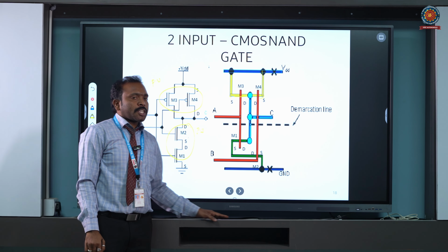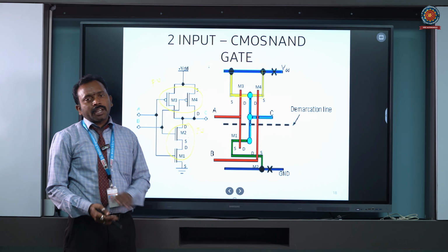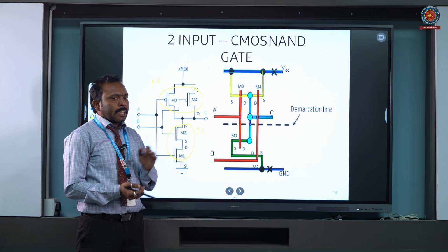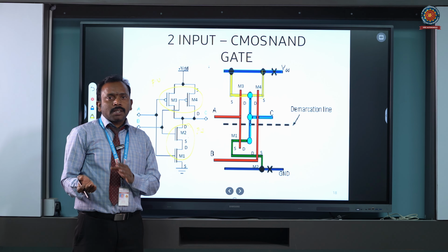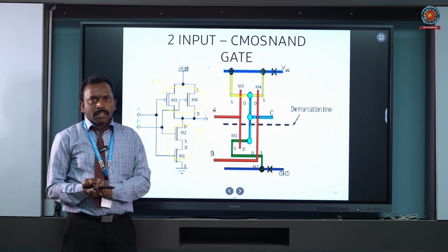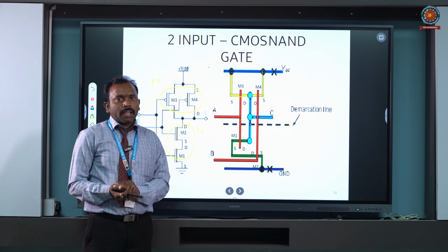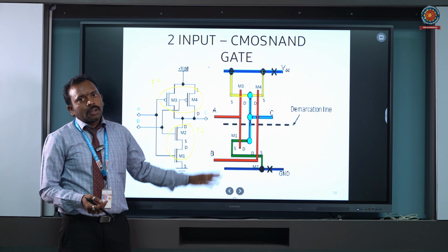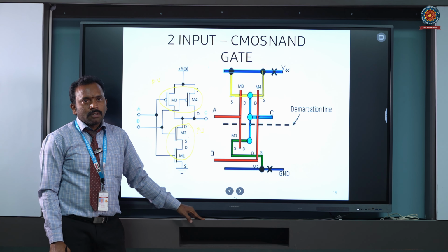Now this is how we explained, and we came across the fabrication steps as well as the stick diagram representation of NMOS as well as CMOS. That is, the basic gates we have discussed, inverter and two input gates, followed by a combinational circuit that we discussed. Thank you.